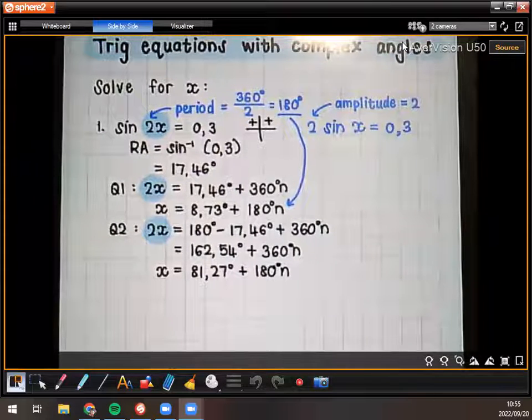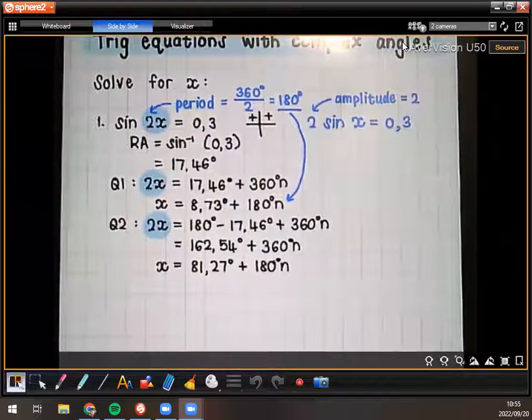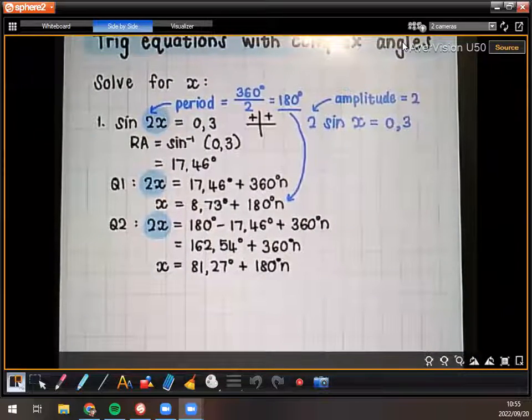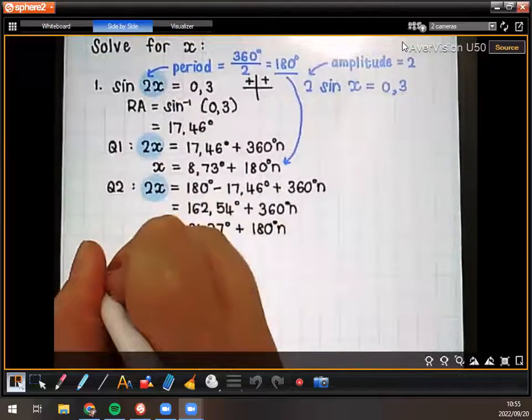Okay, let's do another one. On the equations on this side, they didn't give us an interval for x, hey? They just said solve for x. So that means that we're just doing our general solution. Okay. Number 2.